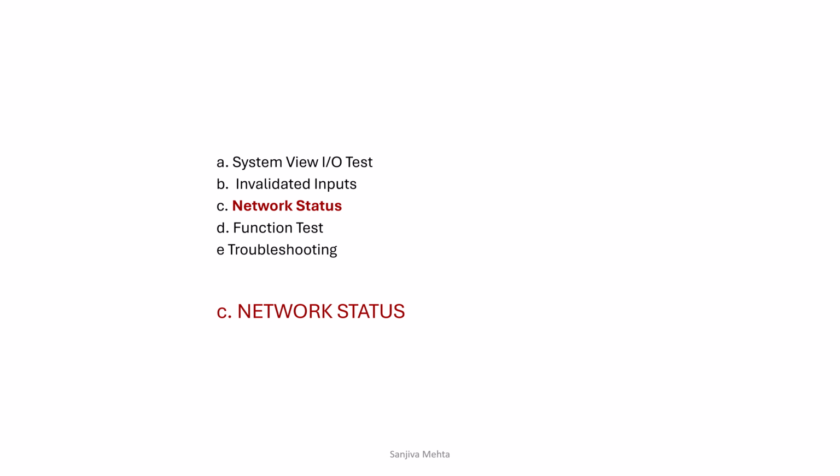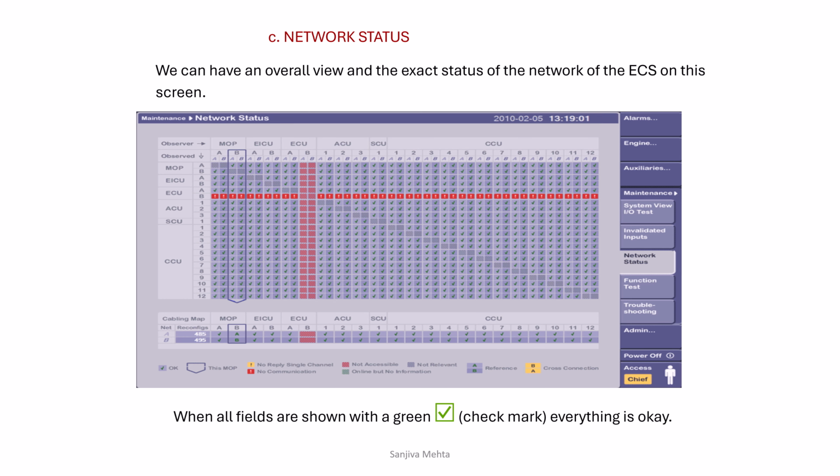Network status. We can have an overall view and the exact status of the network of the ECS on this screen. When you go to network status, all these symbols you are seeing, a green tick mark means everything is fine. In this case, ECU B has an exclamation mark, no communication. That means ECU B is not communicating. It is not accessible. Exclamation mark, not communicating.